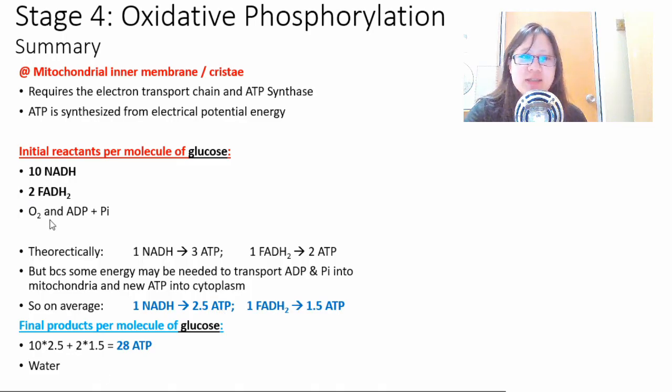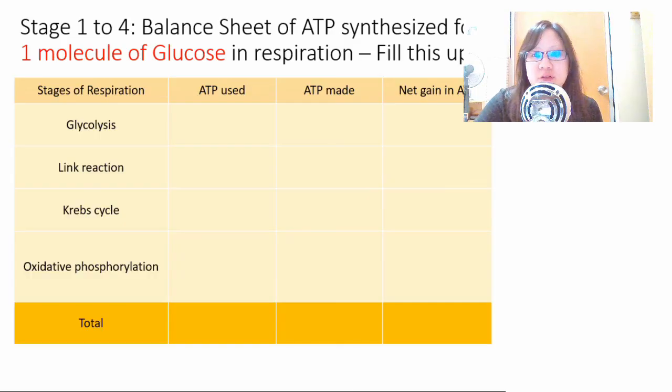And of course, since oxygen is the final electron acceptor and the hydrogen acceptor, it forms water. This is a summary of stages 1 to 4 of aerobic respiration. The following two tables require you to fill them up. So pause this video now and fill it up. Try to recall what you can and play this video again when you're done.